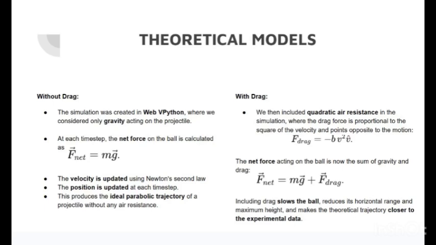Then we incorporated air resistance using the drag force. Drag was proportional to the square of the projectile speed and acted opposite to its motion. The net force then became the sum of gravity and the drag, so using the same small time steps, velocity and position were updated with Newton's second law, and we noticed that including drag slowed the projectile, reduced its horizontal distance, and lowered the peak height, consistent with experimental observations.